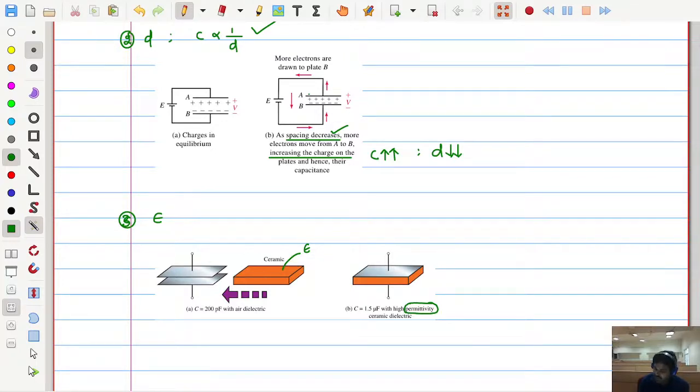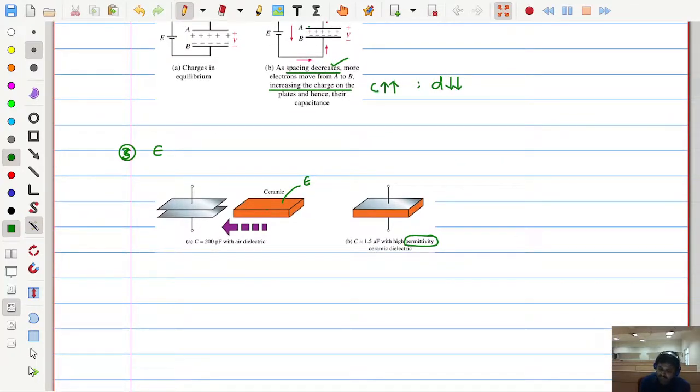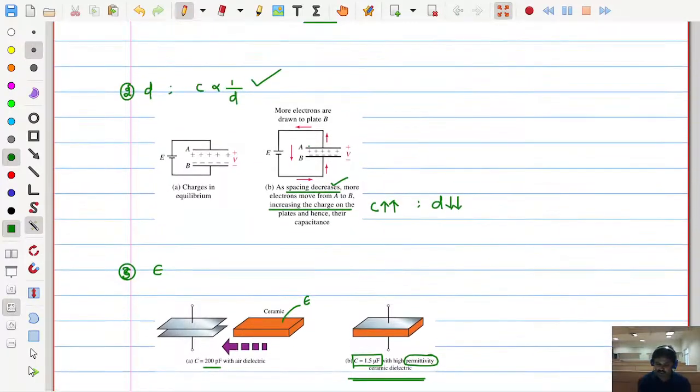Clear? So if we use any dielectric material instead of air, capacitance is going to increase. You can see that. Without dielectric material, if the capacitance value is 200 picofarad, with introducing some ceramic dielectric material, it is going to increase to 1.5 microfarad. That means micro is much higher than pico. So like this, these are the three parameters which affect the capacitance value.